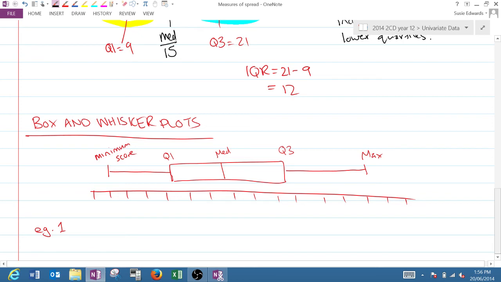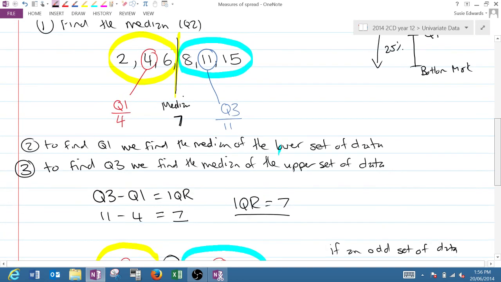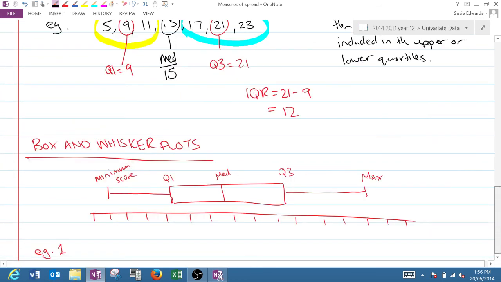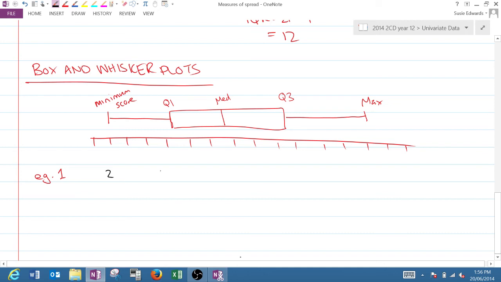So we'll look at example 1. We had the set 2, 4, 7, 11, 15. So 2 was our minimum, 4 was our quartile 1, 7 was the median, 11 was quartile 3, and 15 was the maximum.